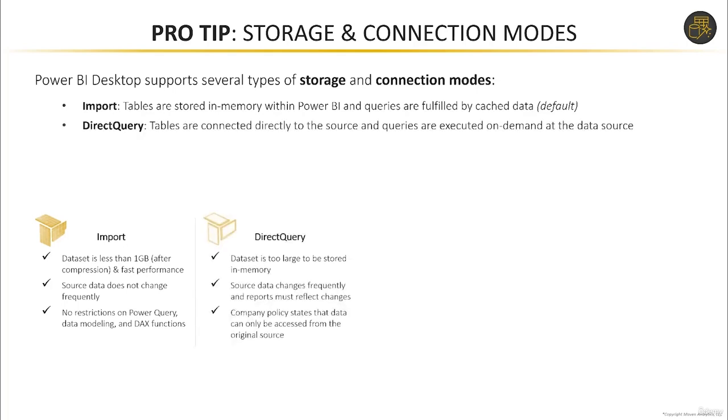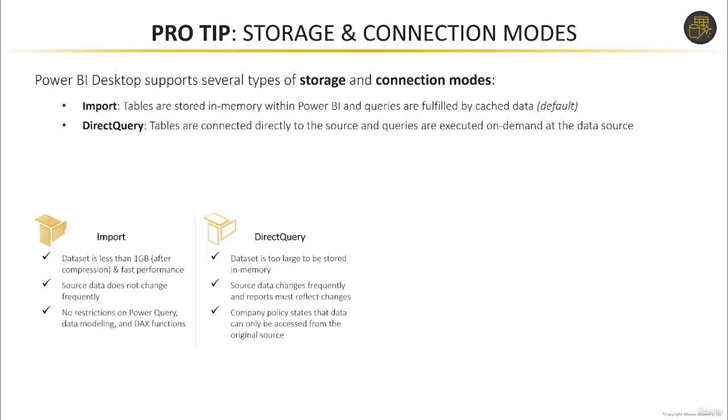DirectQuery tables are connected directly to the source data, and any queries, meaning data requests, that are needed are pushed back to the source to be executed on demand. This storage method is most commonly used when datasets are too large to be stored in memory, and the source data updates very frequently, and reports must reflect the most recent data. Additionally, this is commonly used when a company policy states that data can't be imported but can only be accessed from the original source.